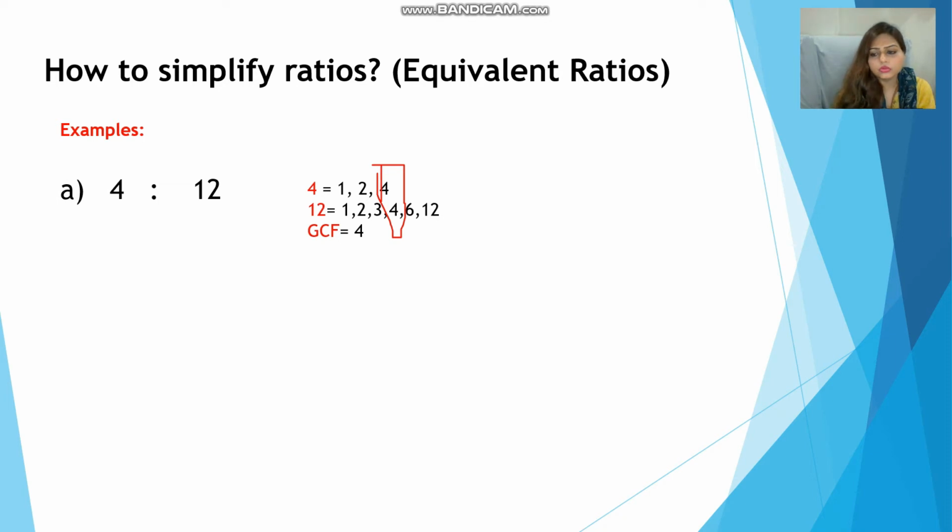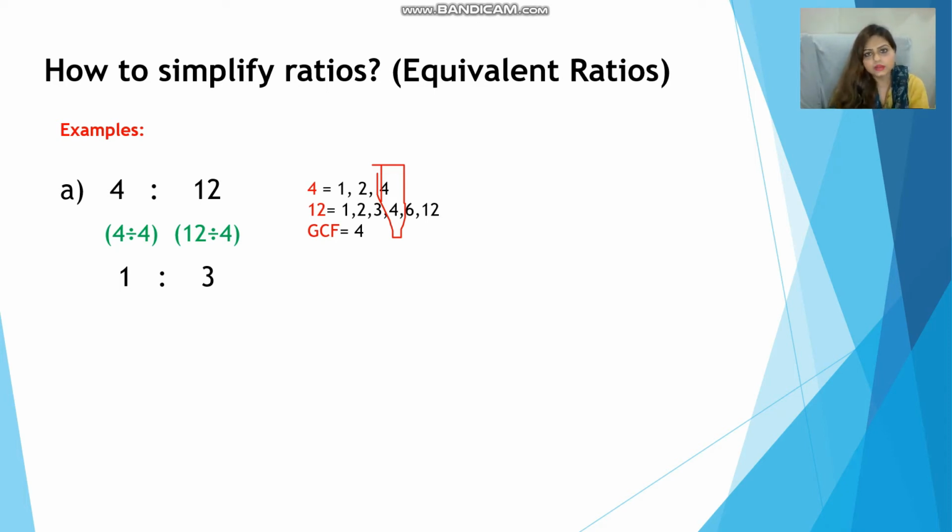Now, to simplify it, we are going to divide 4 by 4 and 12 by 4. And we will get 1 to 3. So this is how we will find the simplified ratio.